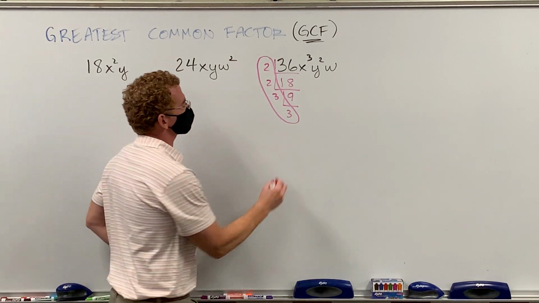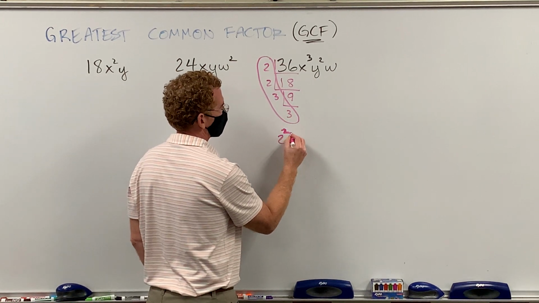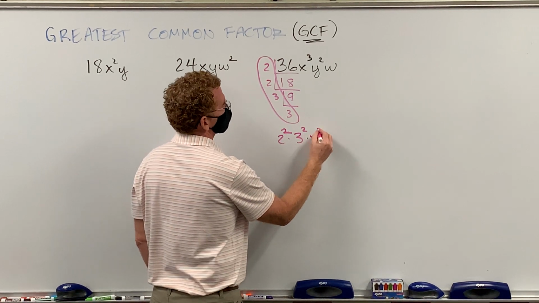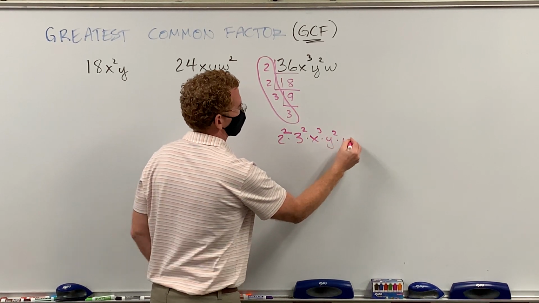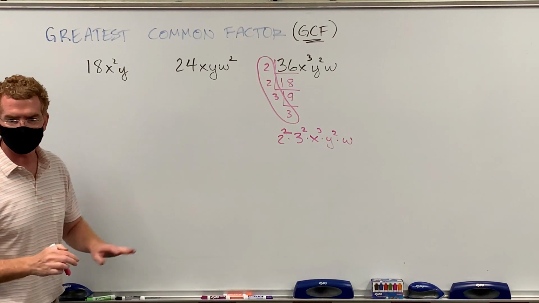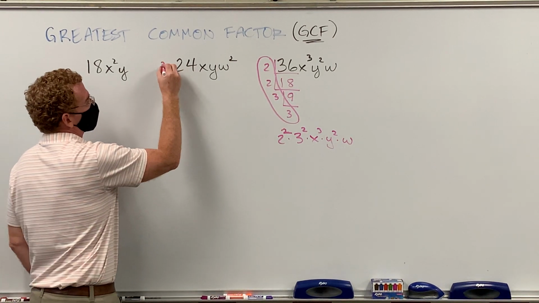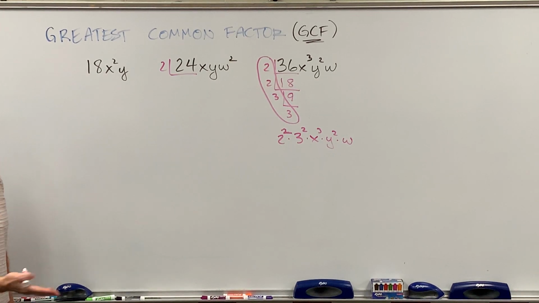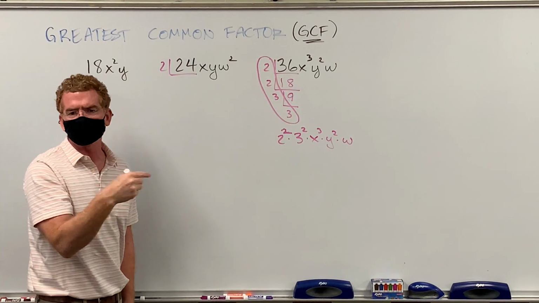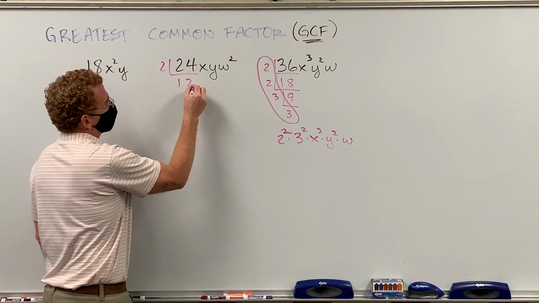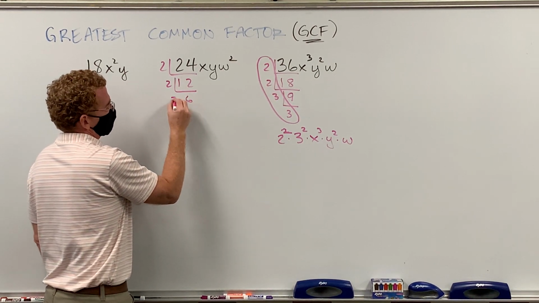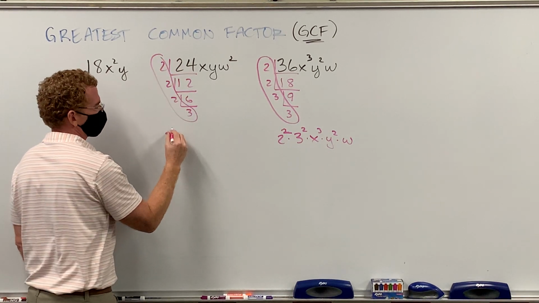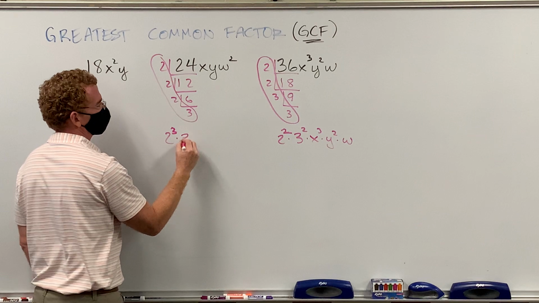So this 36 is really 2 squared times 3 squared, and then of course the x cubed times the y squared times the w. Interesting. Are you with me? And then right here, I could say, all right, 2 goes into 24. And by the way, you're going to be getting some big numbers. I know a lot of you can look at 24 and say, oh, that's 8 times 3, so 2 cubed times 3. Great. But sometimes the numbers are big, and it might not be as easy to see that 2 cubed times 3 in there. But I'm trying to show you something here.